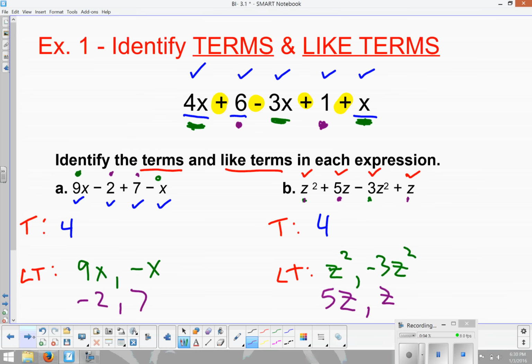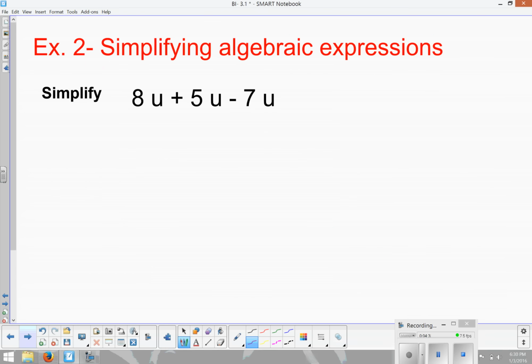Let's go ahead and try another example. Example 2. Okay, so now that we know what terms and like terms are, what we're going to do is simplify it. What does it mean to simplify? Make simpler. Make it a little bit less complicated. So we're going to make this long algebraic expression into a shorter problem. So what we're going to do is combine them.